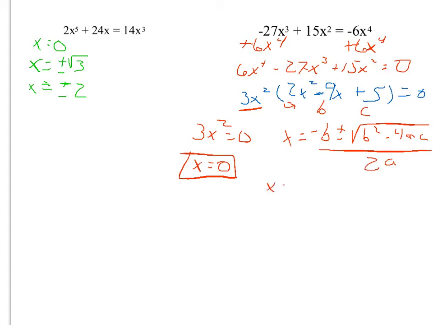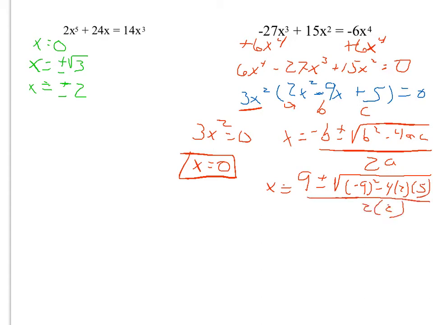So x equals double negative, so it'll be positive 9 plus or minus square root negative 9 squared minus 4 times 2 times 5, all over 2 times 2. So x equals 9 plus or minus the square root. All of this discriminant that's under the square root winds up being 41, all over 4.